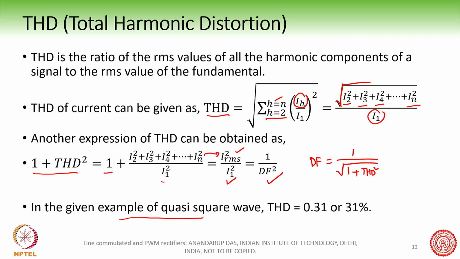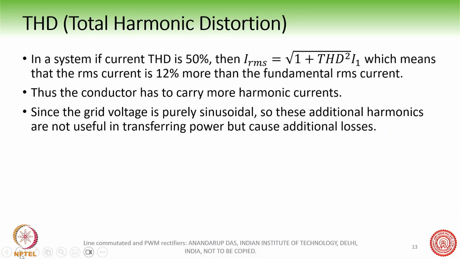So in the given example of the quasi-square wave current, THD will become equal to 31%, okay, 0.31. Either you express it as a decimal fraction, or you can express THD in percentage. Suppose you take an example: there is an equipment whose input current THD is 50%. Since this THD is 50%, I RMS will be root over of 1 plus THD square into I1.